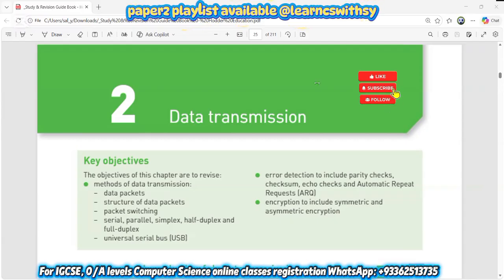Moving to the next topic of this chapter, that is error detection. A lot of questions are coming from this topic, like parity, checksum, echo check, ARQs, etc. And lastly, again an important topic, and that is encryption. What is encryption and what are the types of encryption? So these are the topics that we will be covering, inshallah, today under chapter number 2.